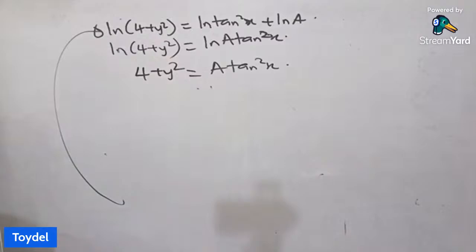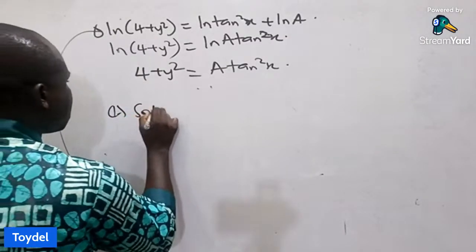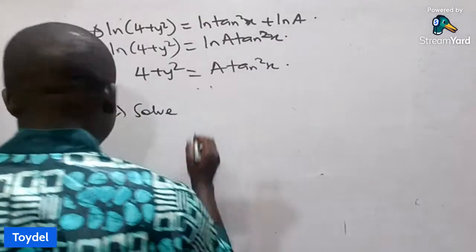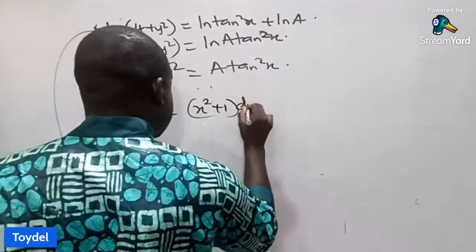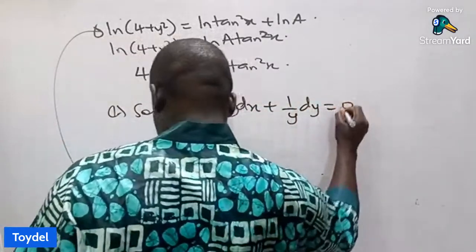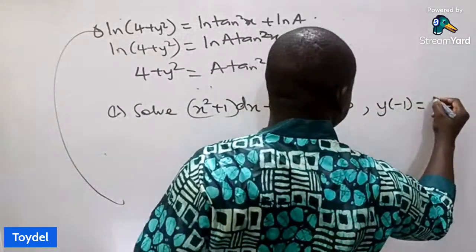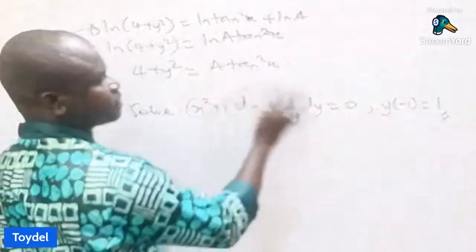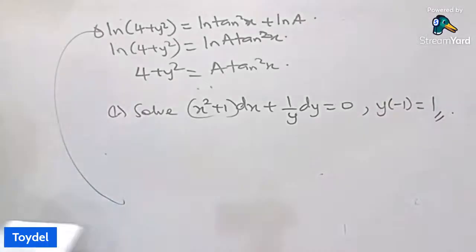So I want us to check out what I'm about to write. Just attempt these two questions. The first one, solve (x squared plus 1) dx plus 1 over y dy equal to 0, with y of minus 1 equal to 1. In this case now, we have a condition. So when we solve everything, y of x is what you get. Now substitute for what we have there.